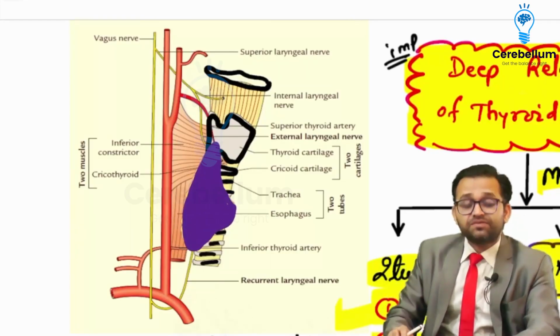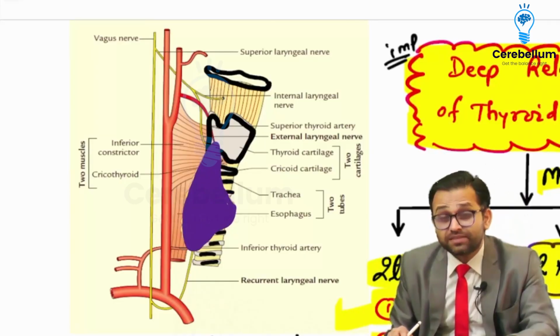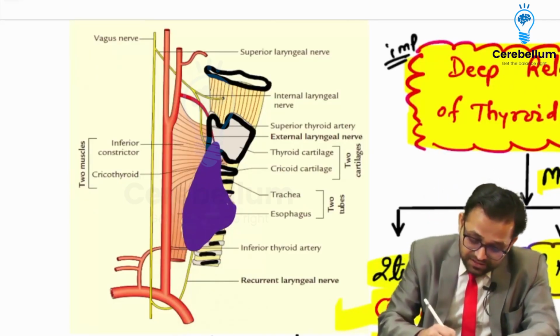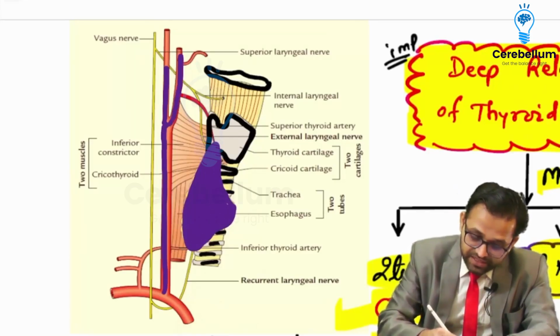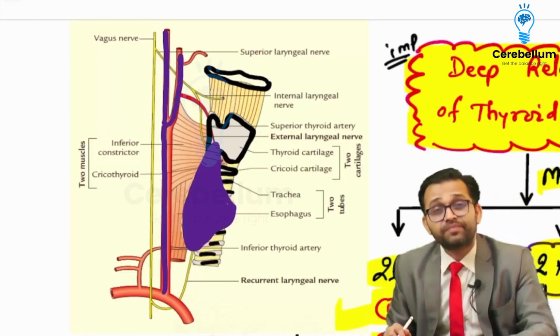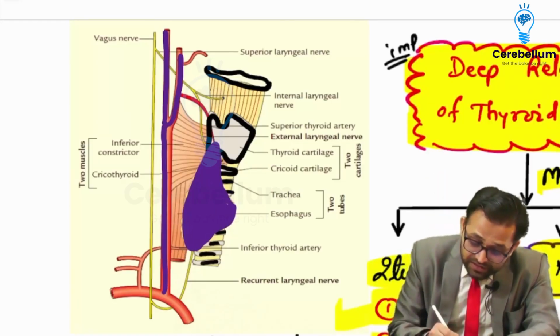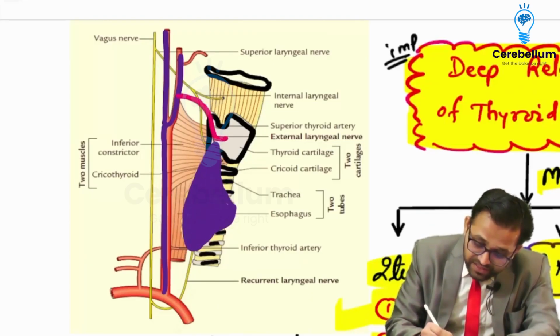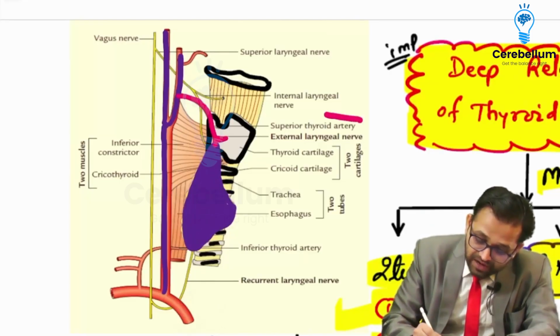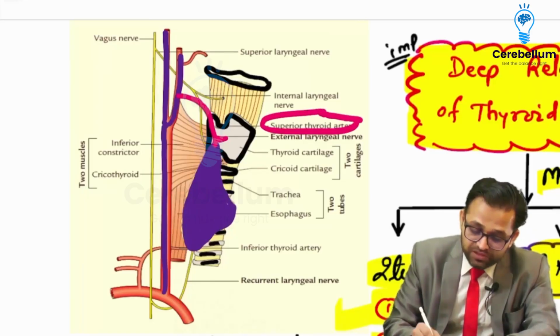Okay, yes, sir, this is our thyroid gland. Now try to catch this point, sir. This is our common carotid artery, which is dividing into the external and internal carotid artery. Now this external carotid artery is giving the branch to our thyroid gland. Definitely that is our superior thyroid artery. Yes, sir, superior thyroid artery.